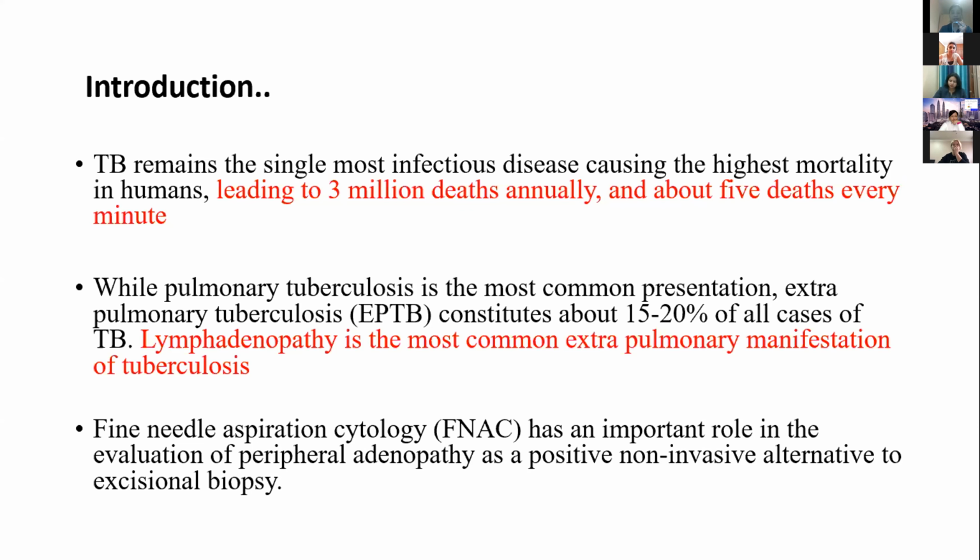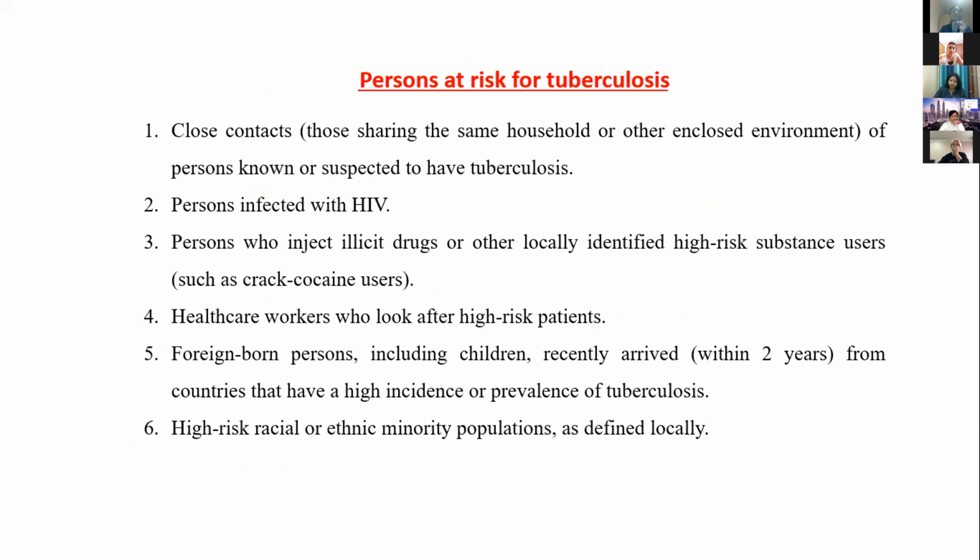The list is quite exhaustive, but just to name a few high-risk categories, these include close contacts, meaning those sharing the same household or other enclosed environment with persons known or suspected to have tuberculosis, and persons infected with human immunodeficiency virus, because those with this virus are already immunocompromised and have an increased risk of contracting tuberculosis.